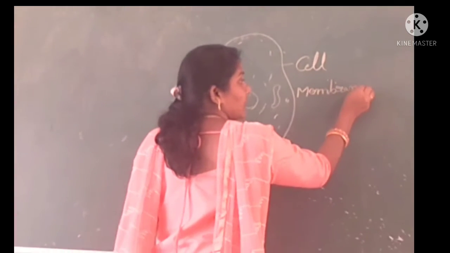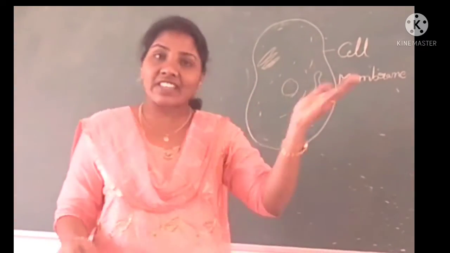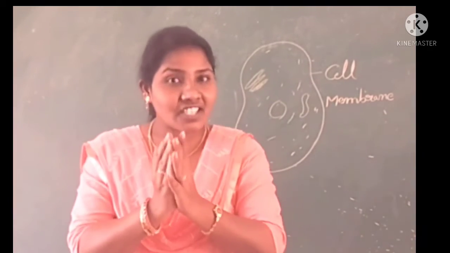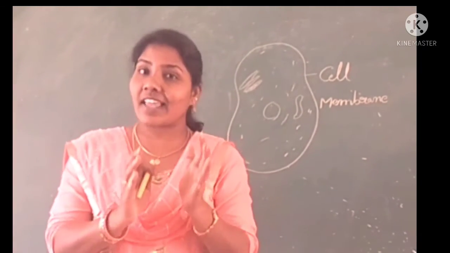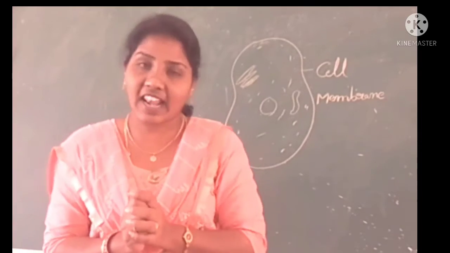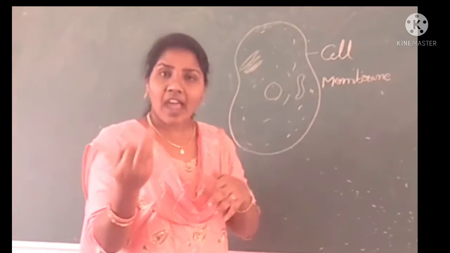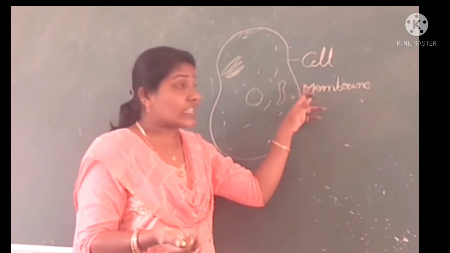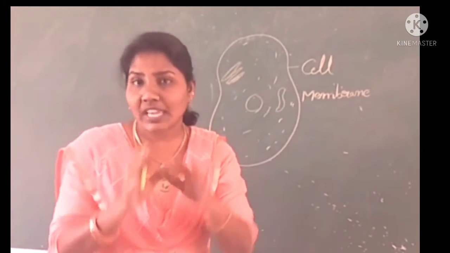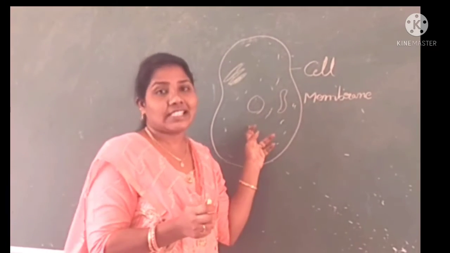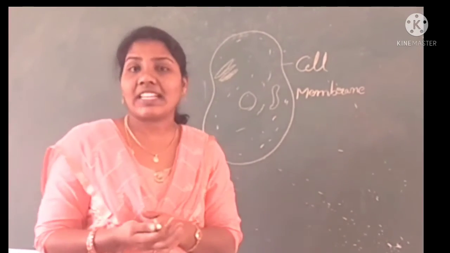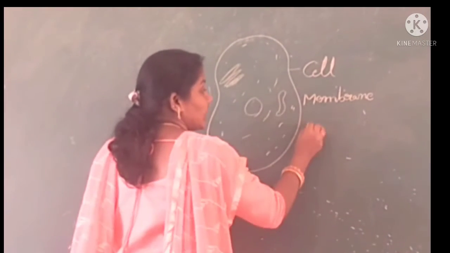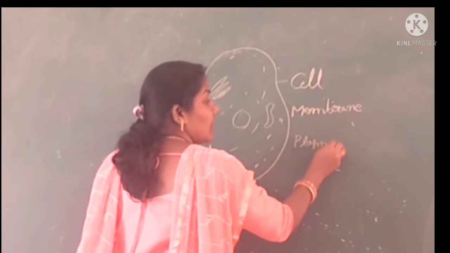Cell membrane. In previous classes we already learned that the cell is the basic structure of life, and about the structure and functions of the cell. In those videos we have already learned about the cell membrane. It gives protection to the entire cell organelles. Cell membrane, as we know, is also called plasma membrane.